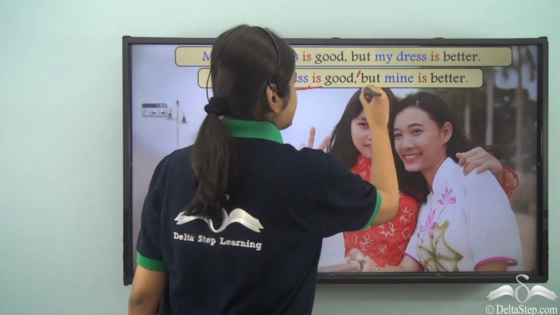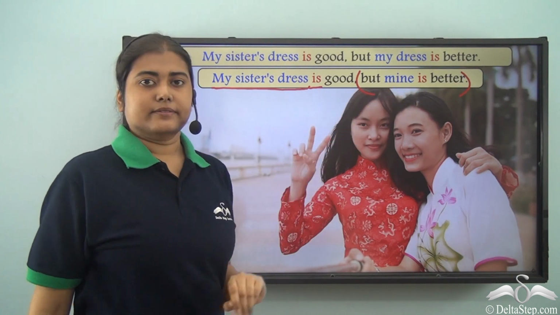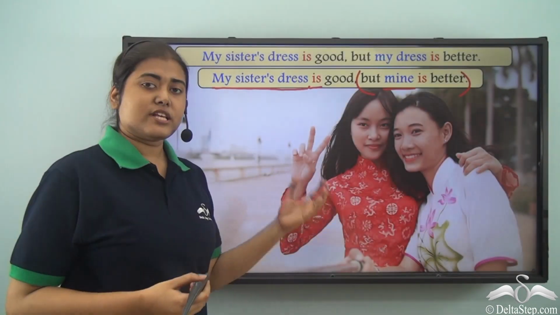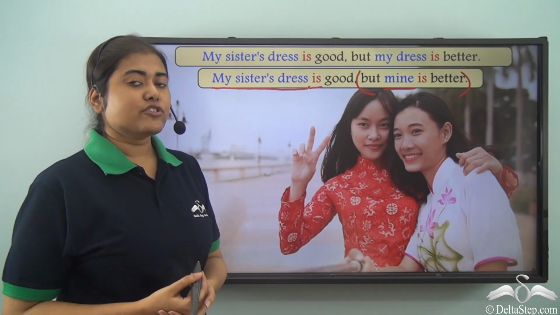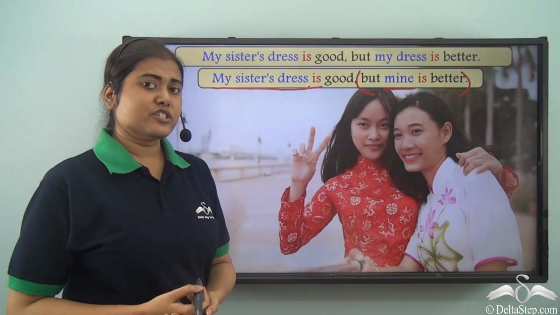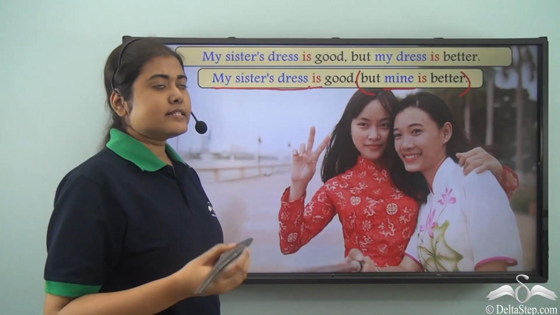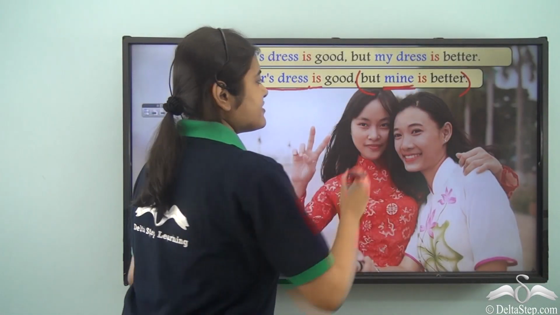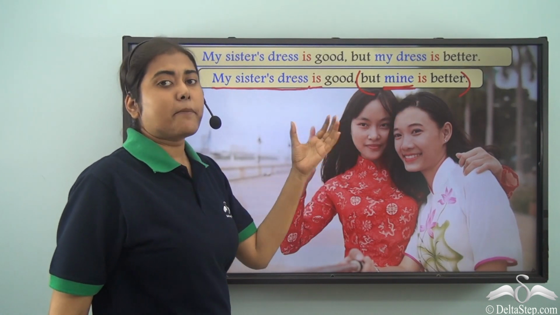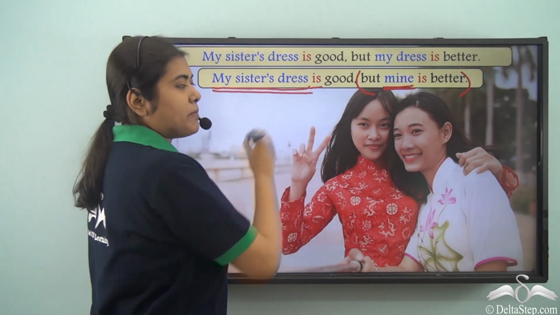But look at this particular part of the sentence. Mine is better. Now mine is a possessive pronoun in this case. This possessive pronoun can either refer to a singular possession or a plural possession. So how do we decide whether to use is or are? Now the rule is when you have a possessive pronoun in the second part of a sentence that is showing a comparison, you have to go back and look at the first part.